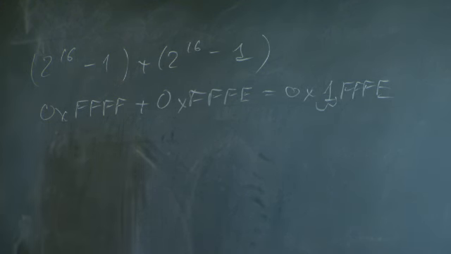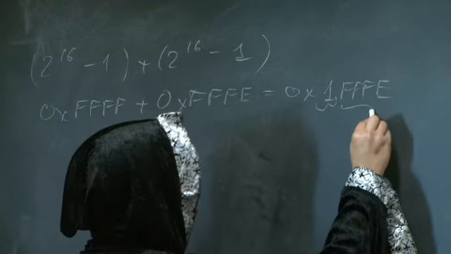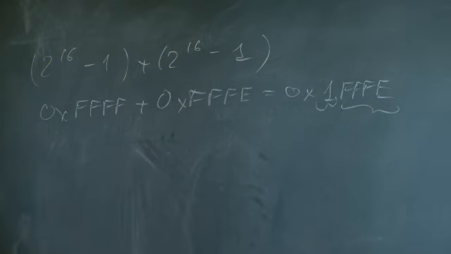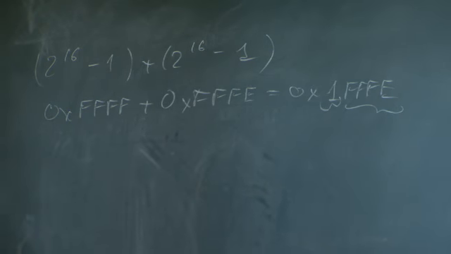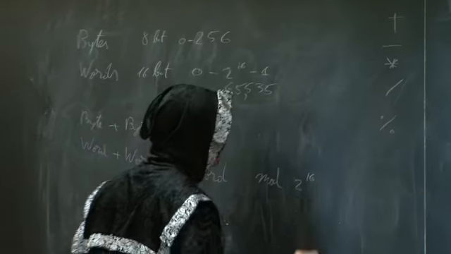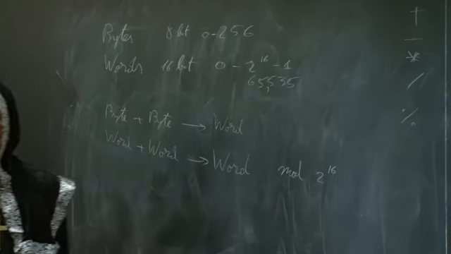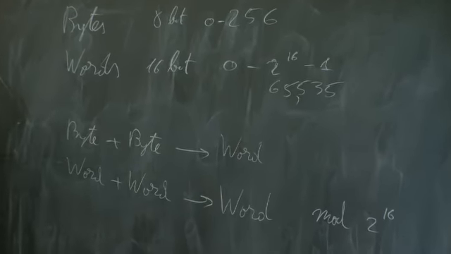So all you get is this. So addition happens modulo 2 to the 16. If you want to be able to detect overflow, what do you have to do?